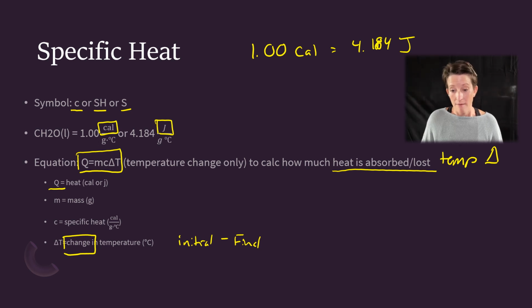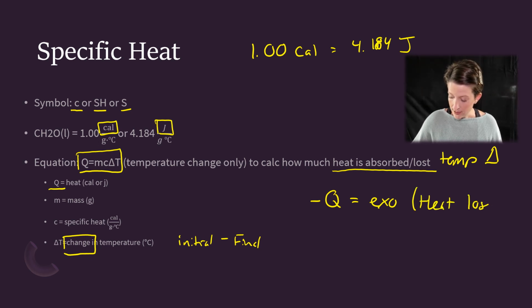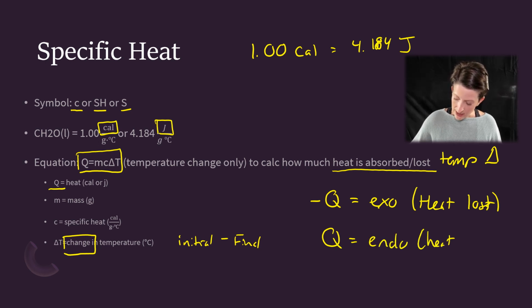When you have your Q value, you can have it as a positive or a negative value. If you have a negative Q, that means it is an exothermic process. That heat was lost. It does not mean it's like a negative number. It's just telling us the direction the heat is going. If you have a positive Q, that is an endothermic process, which means heat had to be gained to allow that process to occur, that temperature change to occur.